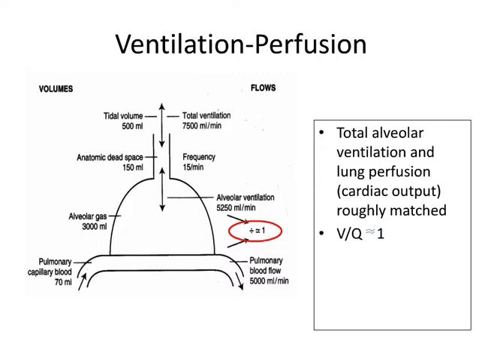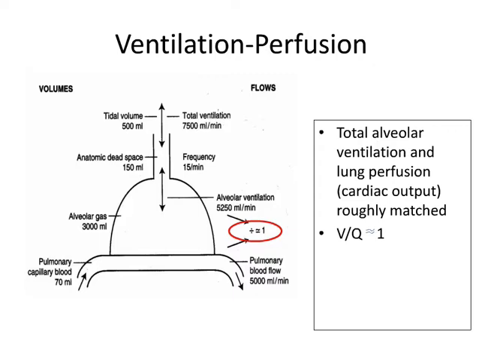total minute ventilation. Now notice that the total blood flow through the lung is approximately 5,000 mLs per minute. So it turns out that the amount of alveolar gas that changes over through the course of a minute is almost equal to the amount of blood passing through the lungs in a minute. This gives you a VQ relationship, or ratio, of approximately 1.